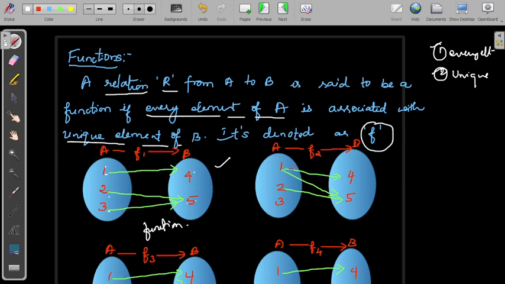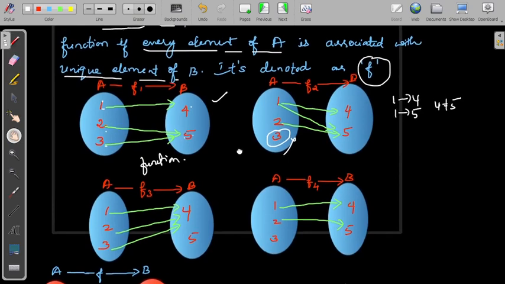Take up the second example. 1 goes to 4, 1 goes to 5, 2 goes to 5. Here, both conditions are violated. The first condition is that every element should have an association, but 3 is not having any association. And the second condition is that every element should be associated with a unique element. Now, 1 is not associated with a unique element because 1 goes to 4 and 1 goes to 5 also. 4 is not equal to 5. They are not unique images of the element 1. They are different images. Hence, both conditions are violated. It is not a function.